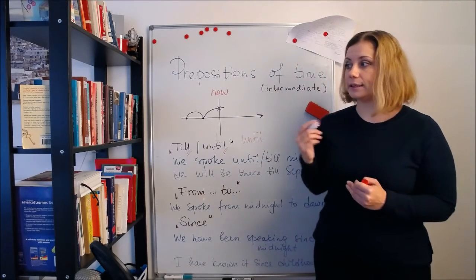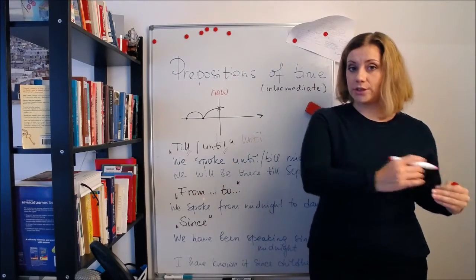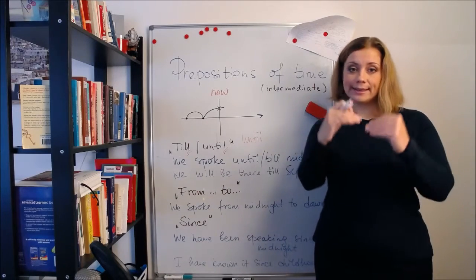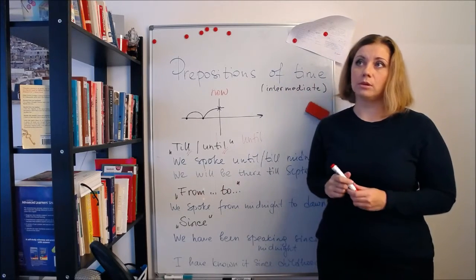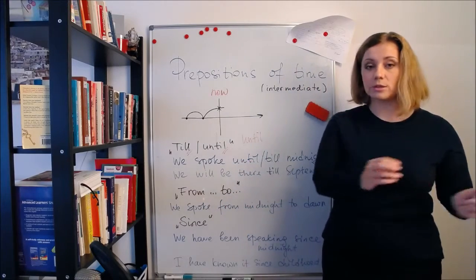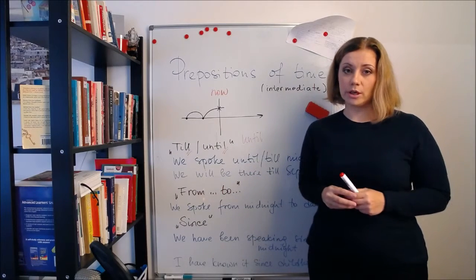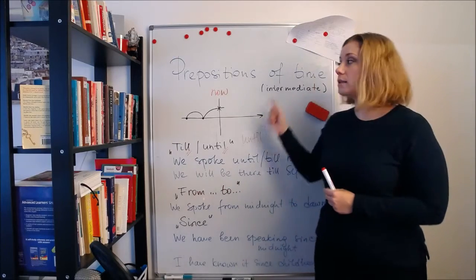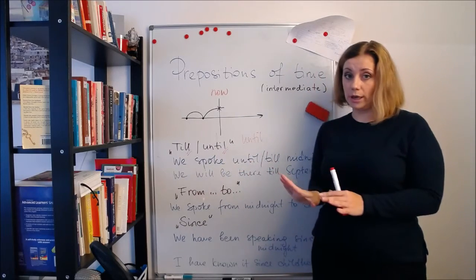Till and until mean the same, but until can be a conjunction, as I told you about after and before. So until can connect the parts of a complex sentence. For example, we spoke until he returned. We spoke, sentence 1, he returned, sentence 2. So until is used as a conjunction to connect them together. You can't use till for that.